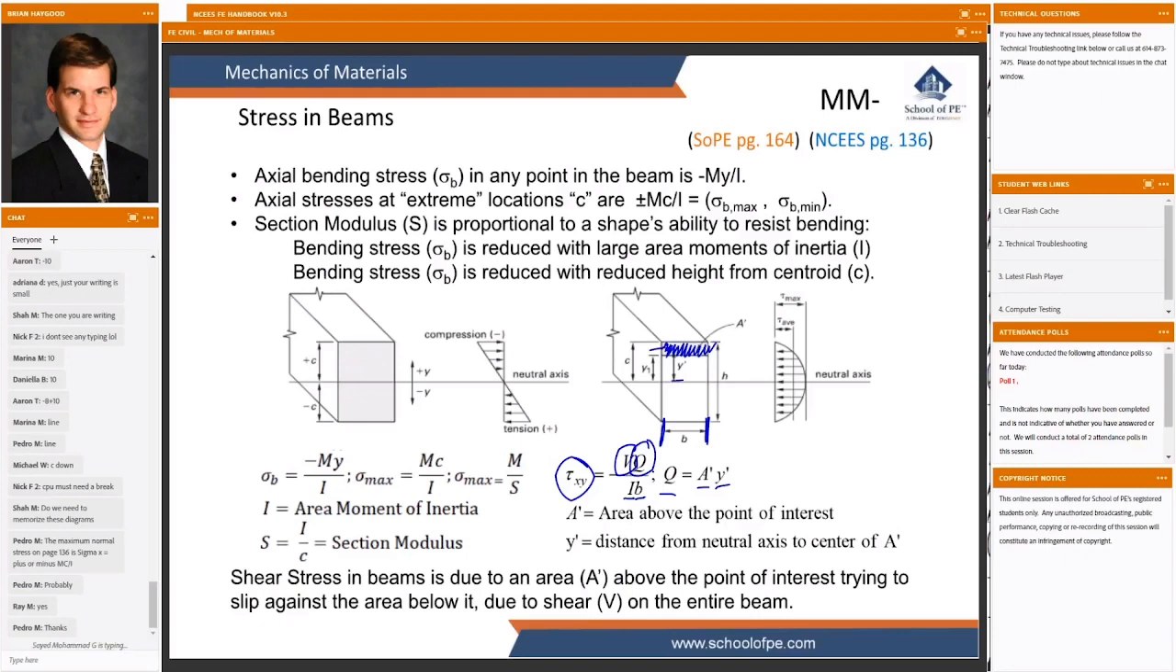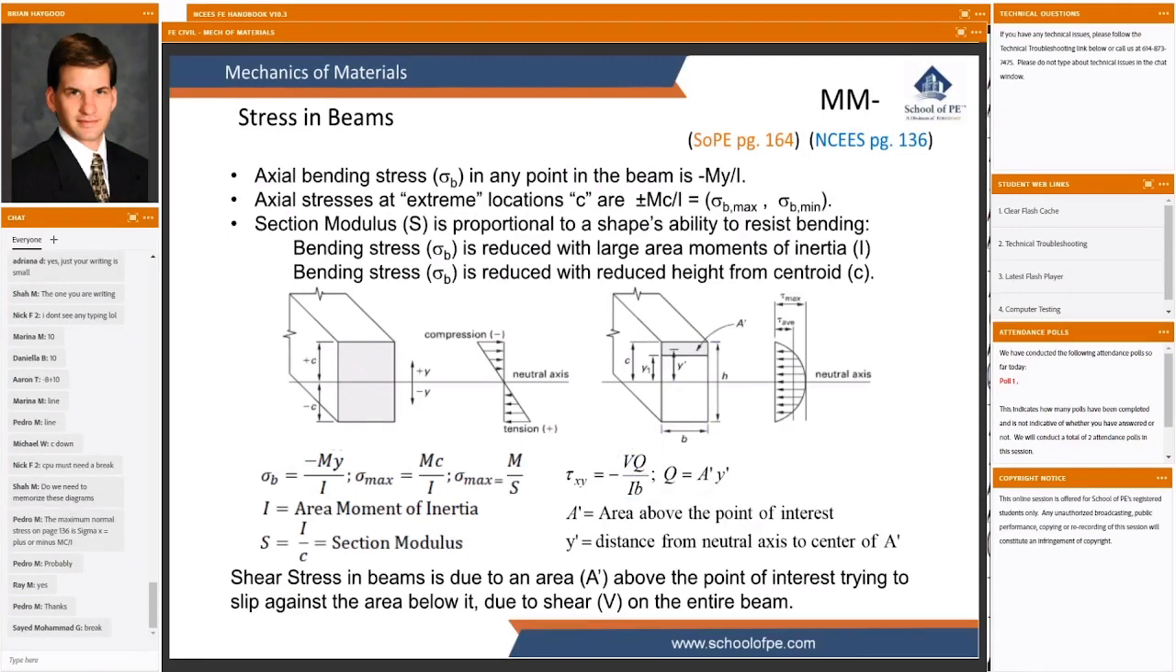Let's look at their descriptions and their instructions on this, and it leaves a little bit to be desired. They could have just written this equation as minus VQ, I'm sorry, that defeats the purpose of what I was about to write, minus V A prime Y prime over b. Not sure why they chose to use Q.